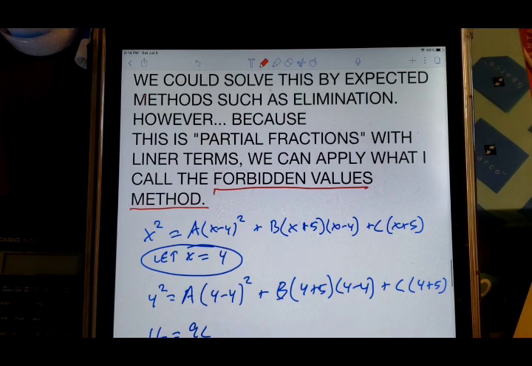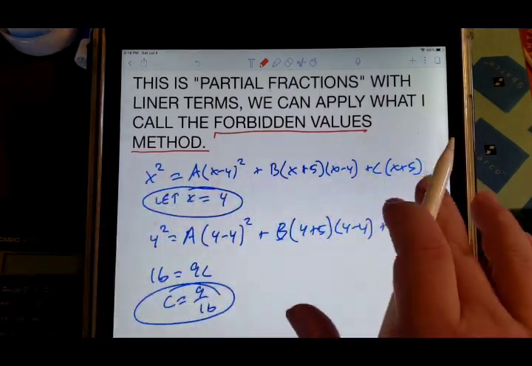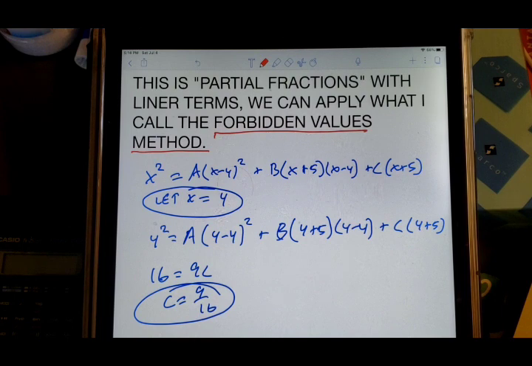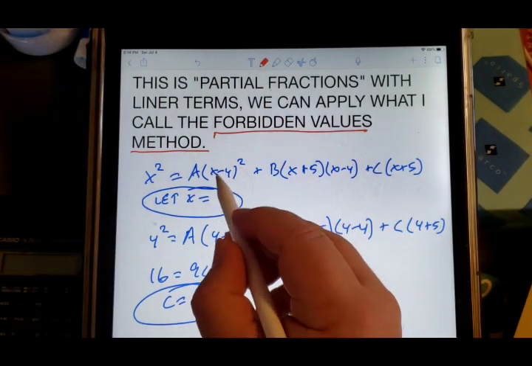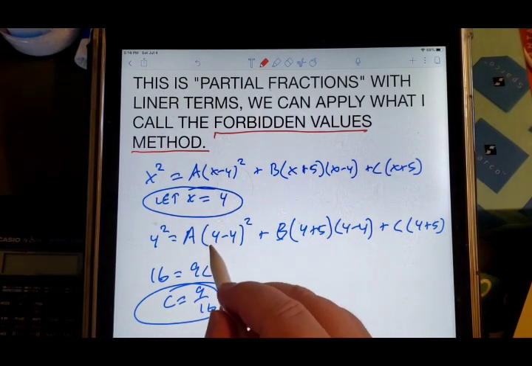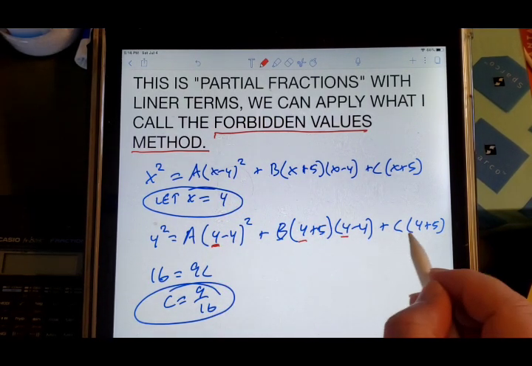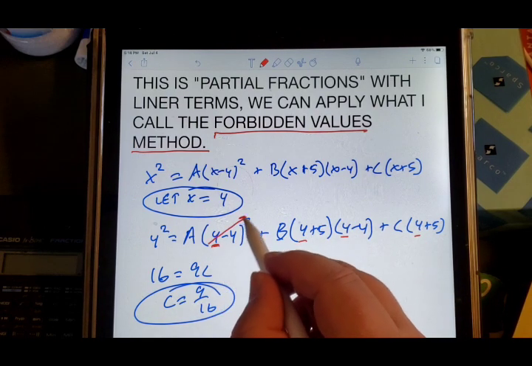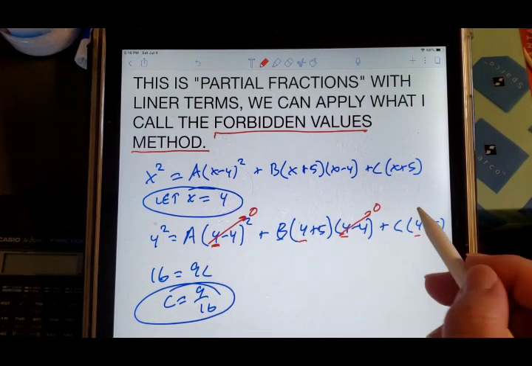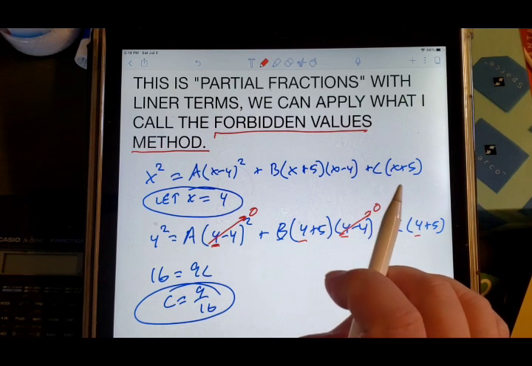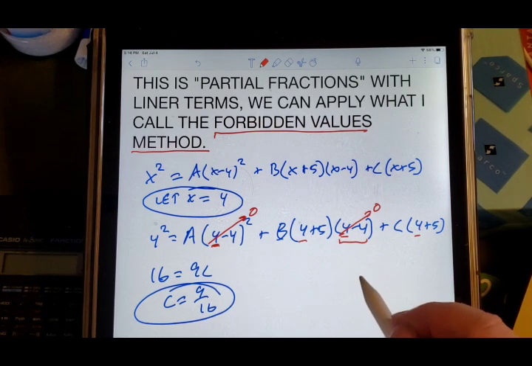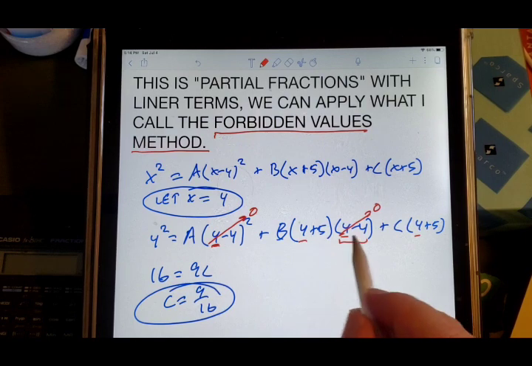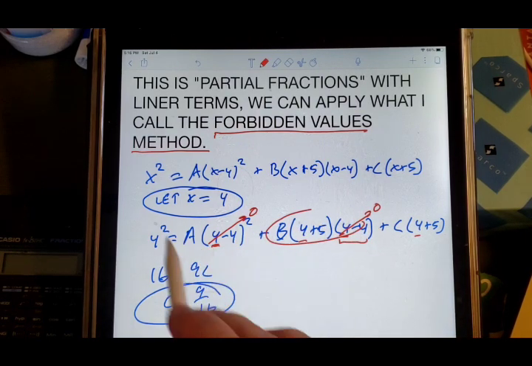So here is a recopy of that first line after I cleared fractions. And I decided to use my forbidden value of 4. All right, so a forbidden value of 4 would make this, I think you can see it. Well, I put it in. If you put in x equals 4 for everywhere there is an x, do you see that it makes this 0? And it makes this 0. The forbidden values are forbidden for the very reason that they make one of the factors 0. So with all those zeros, if that's 0, this whole term's 0. If that's 0, this whole term's 0.